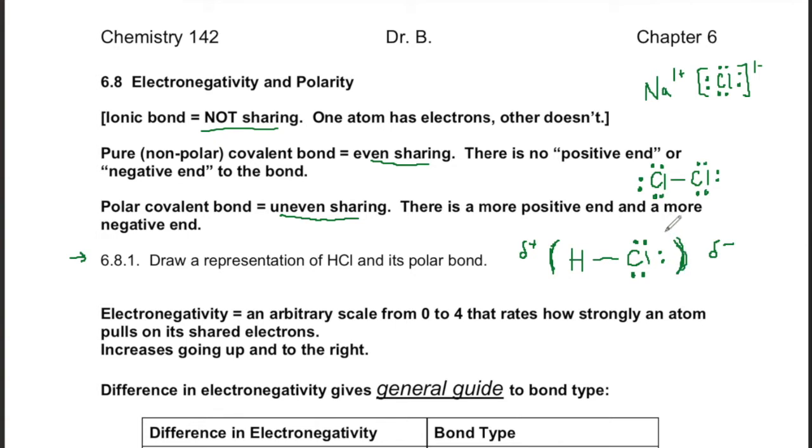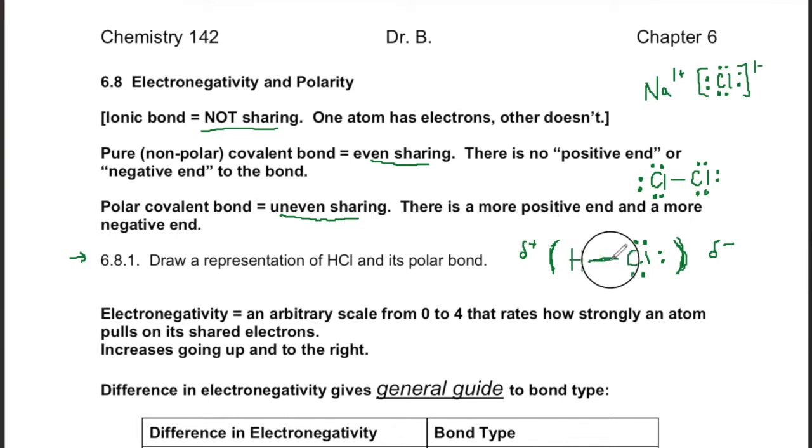If you had an electric field or a magnet or something, you could line this up, whereas this one would not have any attraction to a positive or negative field because the electrons are evenly distributed and there's not a positive or negative end. So this positive and negative end is called a dipole.